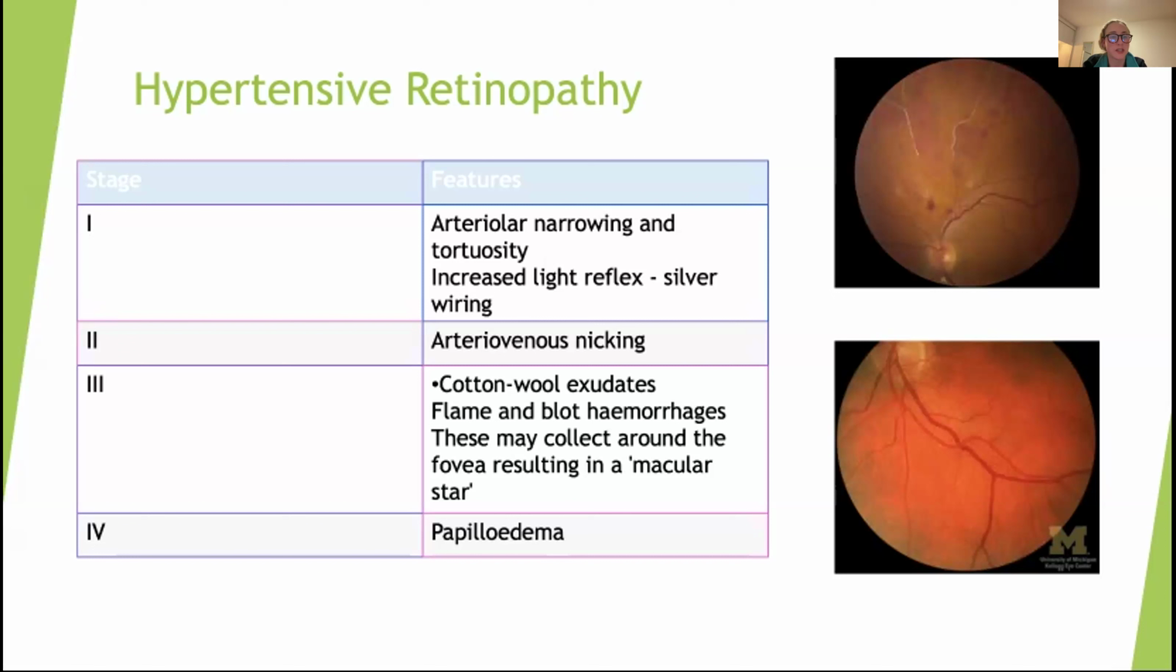And just having an idea that you get silver wiring in stage 1, and then in stage 2, you get arteriovenous nicking, which can then progress to more cotton wool exudates and flame blot hemorrhages, and stage 4 is papilledema.